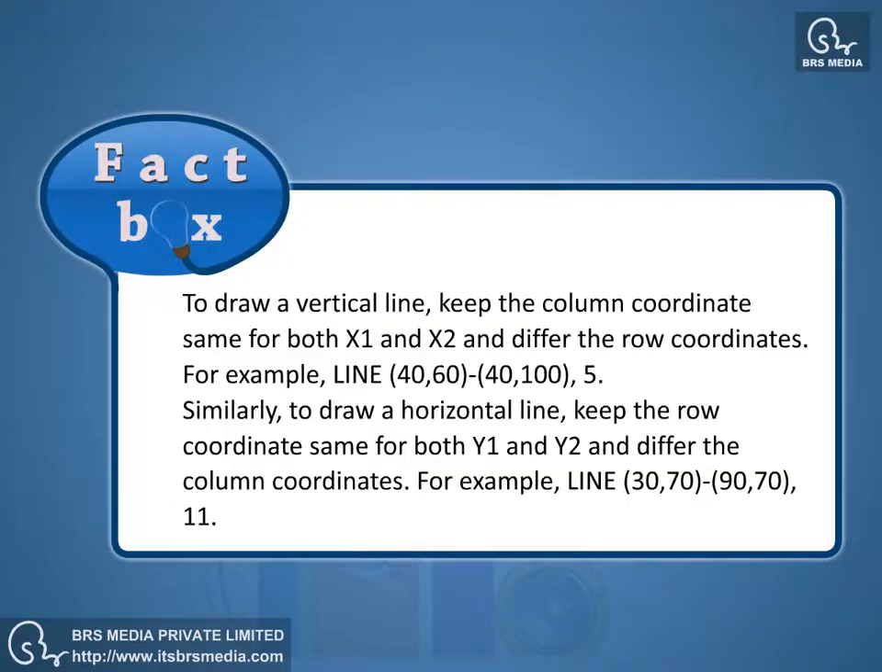Fact box. To draw a vertical line, keep the column coordinates same for both x1 and x2 and differ the row coordinates. For example, LINE (40, 60) to (40, 100), 5. Similarly, to draw a horizontal line, keep the row coordinates same for both y1 and y2 and differ the column coordinates. For example, LINE (30, 70) to (90, 70), 11.